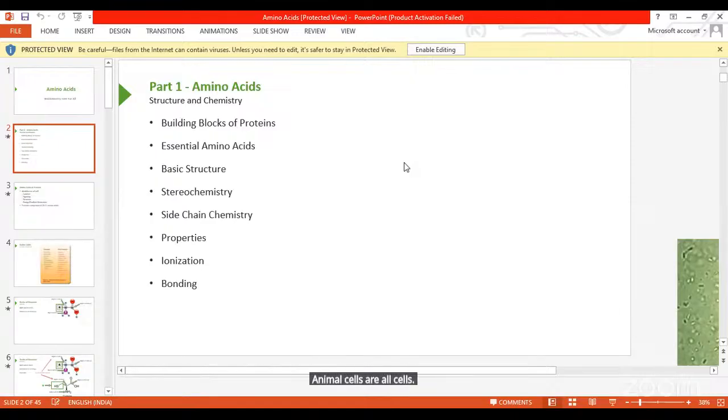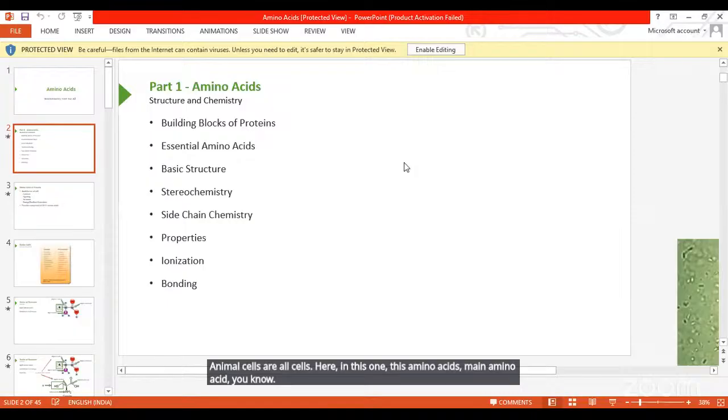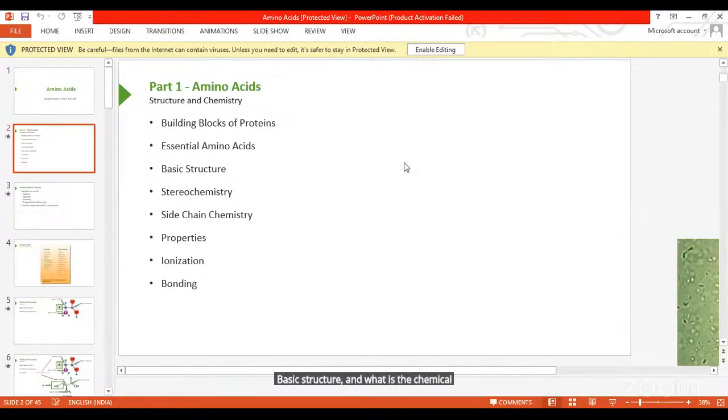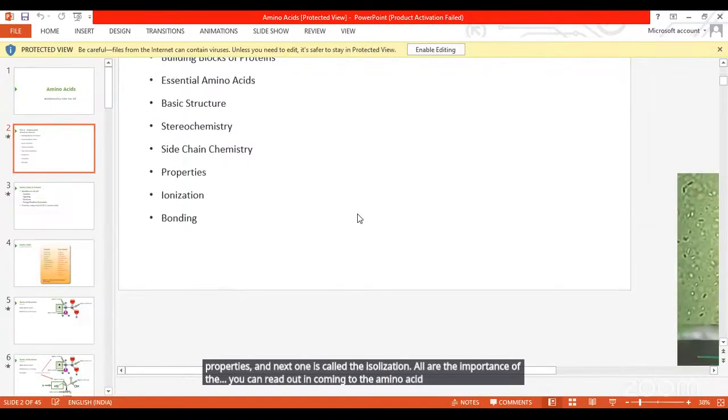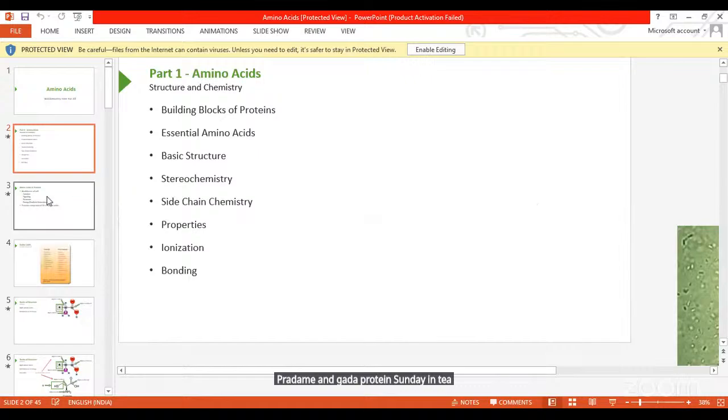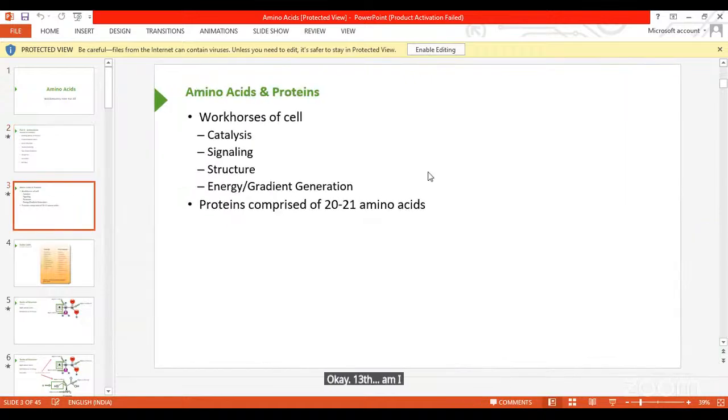Here, in this topic: amino acids, the main building blocks of proteins, essential amino acids, and next the basic structure and the chemical structure. Then the properties, and next one is the isolation. All the importance, you can read out. Coming to the amino acid. ఇప్పుడు అర్థమైంది కదా ప్రోటీన్స్ అంటే ఏంటి? Okay. Amino acids: there are more than 300 amino acids that occur in nature.